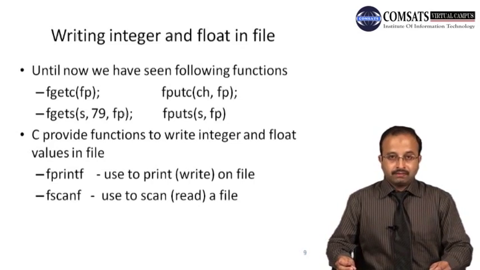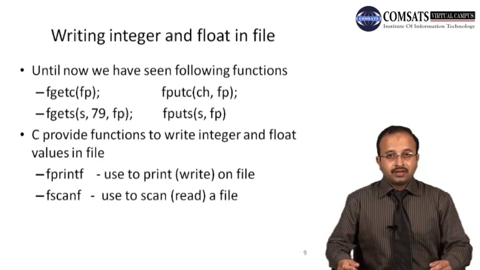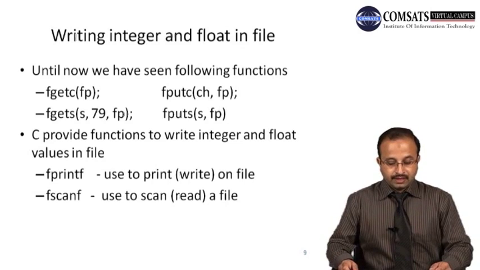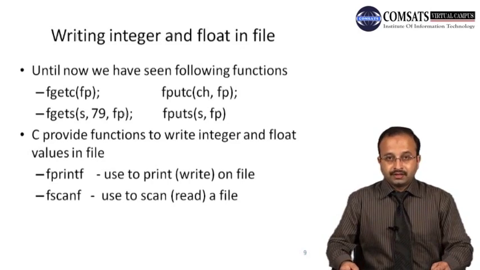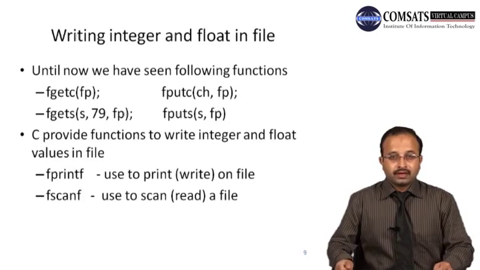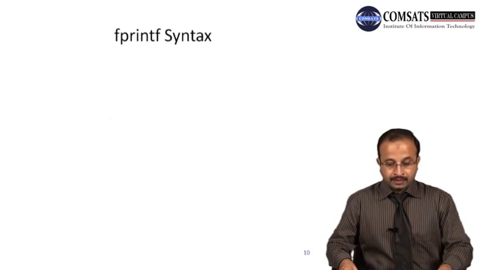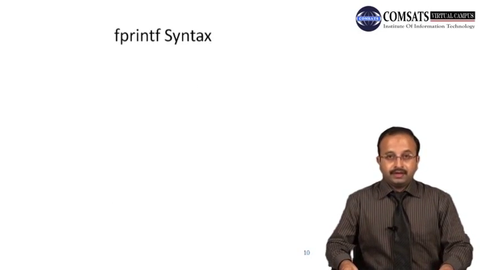So writing integers and floating point values, these are the additional functionality of fprintf and fscanf. So fprintf is used to write, to print on the file, and fscanf is used to scan the content of the file, right? Let's see the syntax of fprintf.